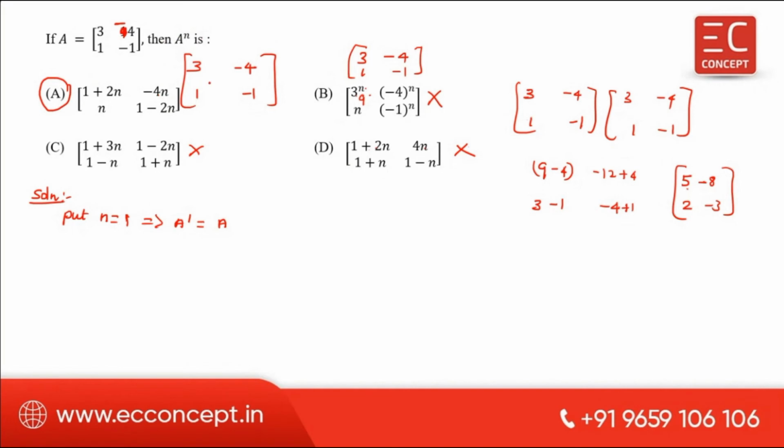Again you have to put it in this, and before that you have to calculate this A square value. A square value is this one. Then you have to put n is equal to 2 in this equation, this matrix. Then if your answer for A square compares with this, if it is equal, then it's fine. Otherwise you have to proceed further. Okay, option A is correct.